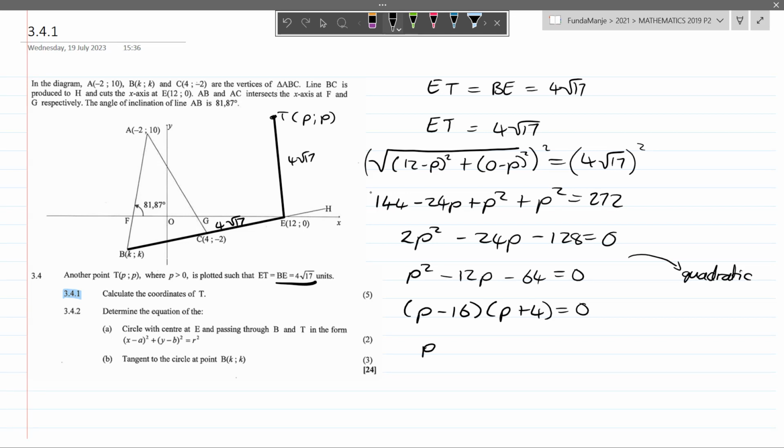Then we can write down our answers. P will either be 16 or P will be equal to negative 4. But from the information given, we know P has to be greater than 0, so this answer is not applicable. And our answer is P is equal to 16. Therefore, the coordinates of T are (16, 16).